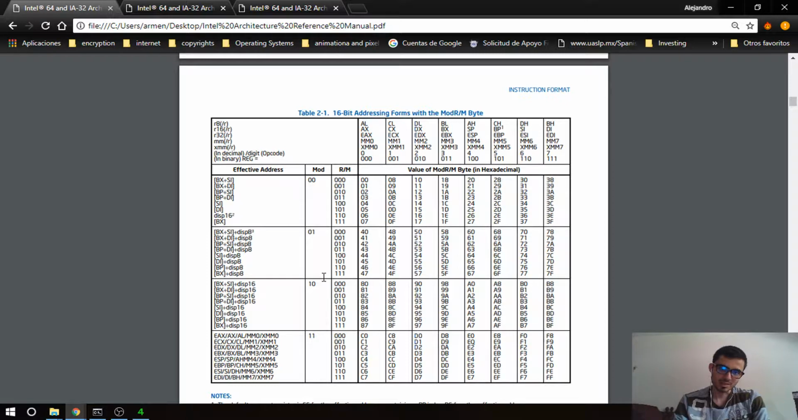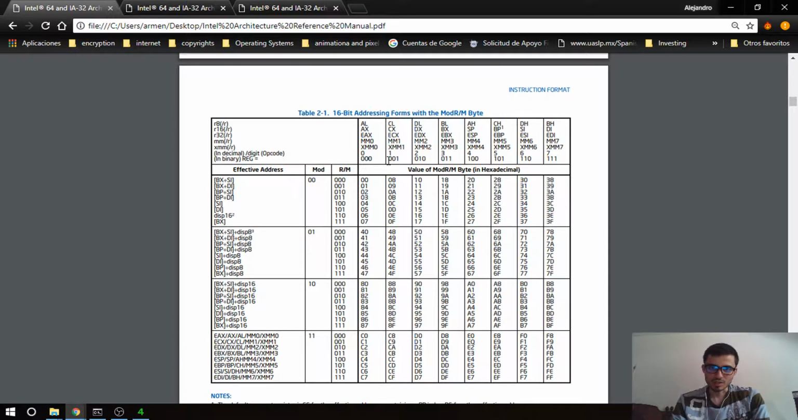So whenever you want to say, for example, BX+SI, you're going to say mod 00, RM 000, and reg 000, which tells us that the value for that is going to be 00. That's pretty straightforward. And it will be the same thing here, 001, and this is 0, so it's going to be 0 as well. But the reg value doesn't move in this column. So these are all the possibilities with this reg.